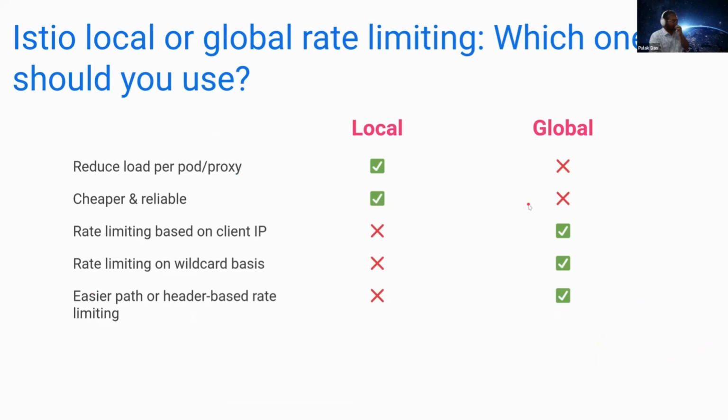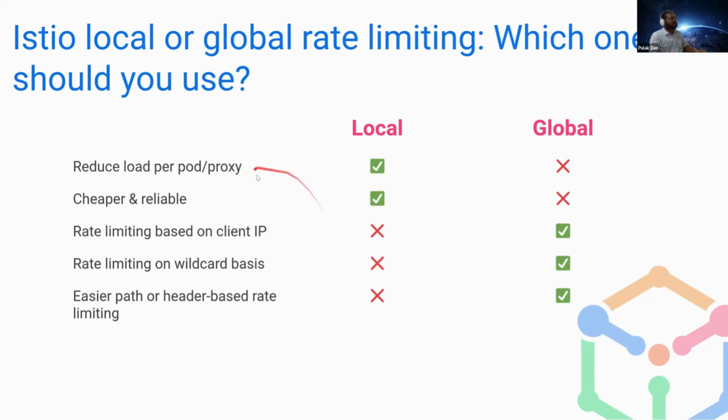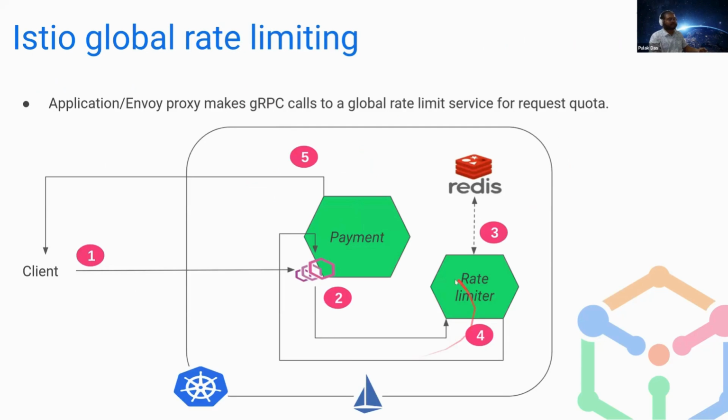So what should we use basically, right? What's the difference here? First of all, the local one is very handy to reduce the load at a per pod or per proxy level. It is also cheaper because again, you're not making a request to some other service in your cluster, right?